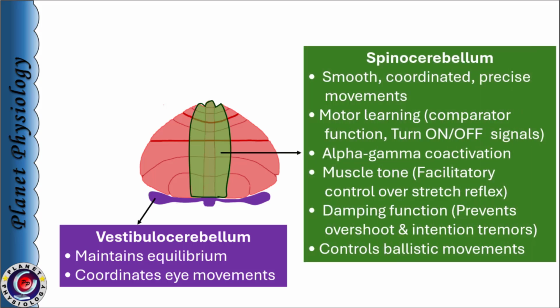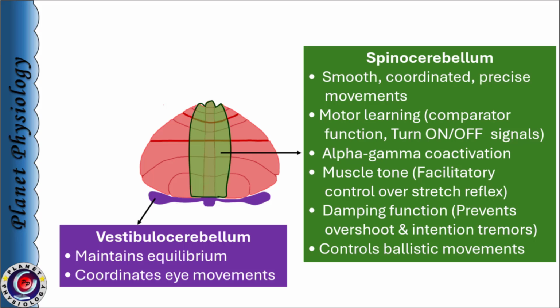Spinocerebellum ensures smooth, coordinated, and precise movements thanks to its motor learning capability through comparator function, which fine-tunes turn on and turn off signals to perfect the action. Alpha-gamma coactivation maintains required muscle tone throughout the action. It has facilitatory control over the stretch reflex and hence the muscle tone. Spinocerebellum also damps the pendular movement, helping to stop precisely at the intended point to prevent overshoot and intention tremors.